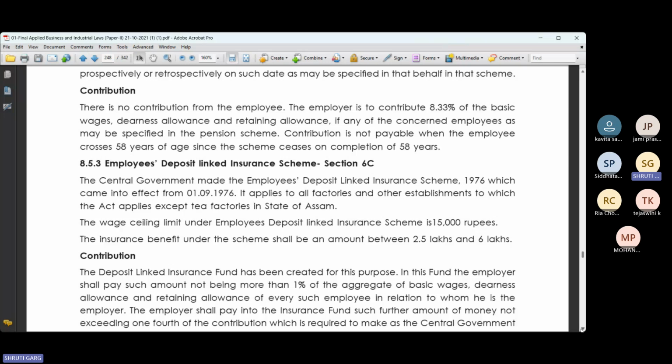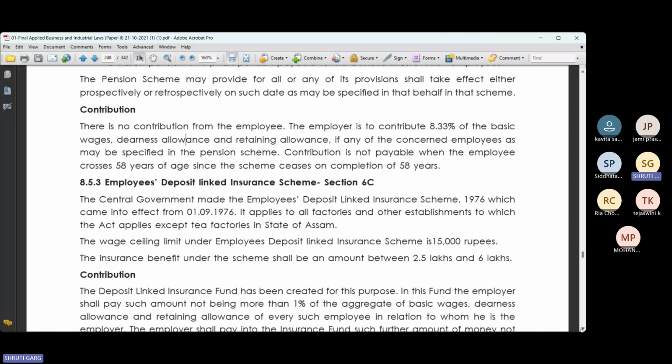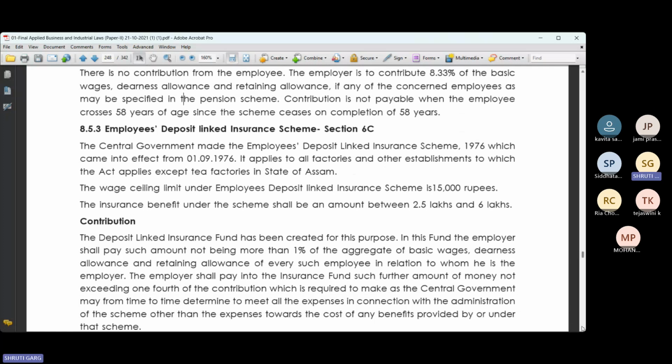The base ceiling limit under the employees deposit linked insurance scheme is 15,000 rupees, and the insurance benefit shall amount to 2.5 lakh to 6 lakh. Clear? Wages should be 15,000 rupees or more, and insurance benefit will be given in the range of 2.5 to 6 lakhs. Clear? Now the contribution. How much contribution will be made for availing the benefit of the deposit linked insurance scheme?